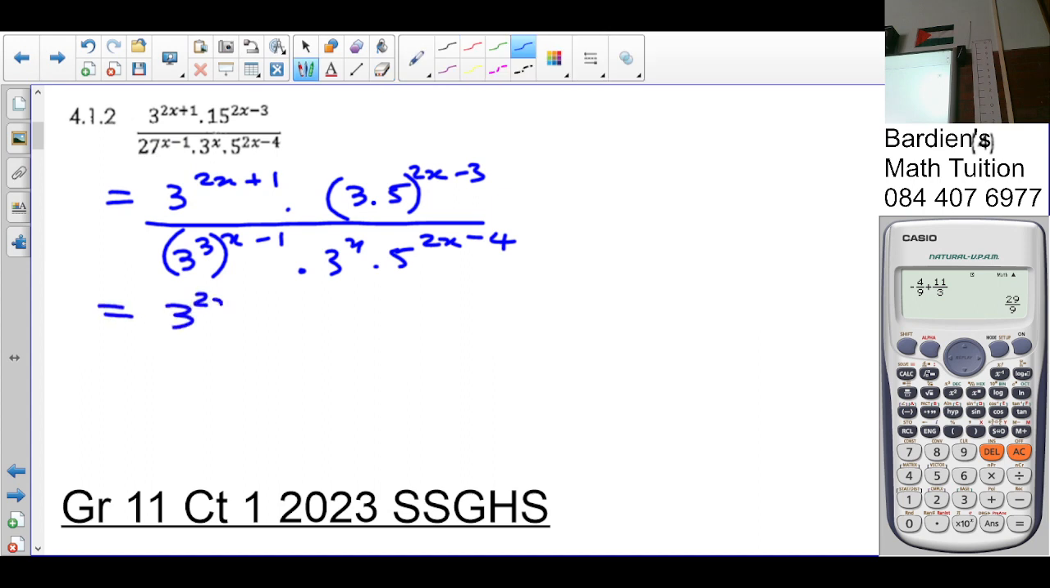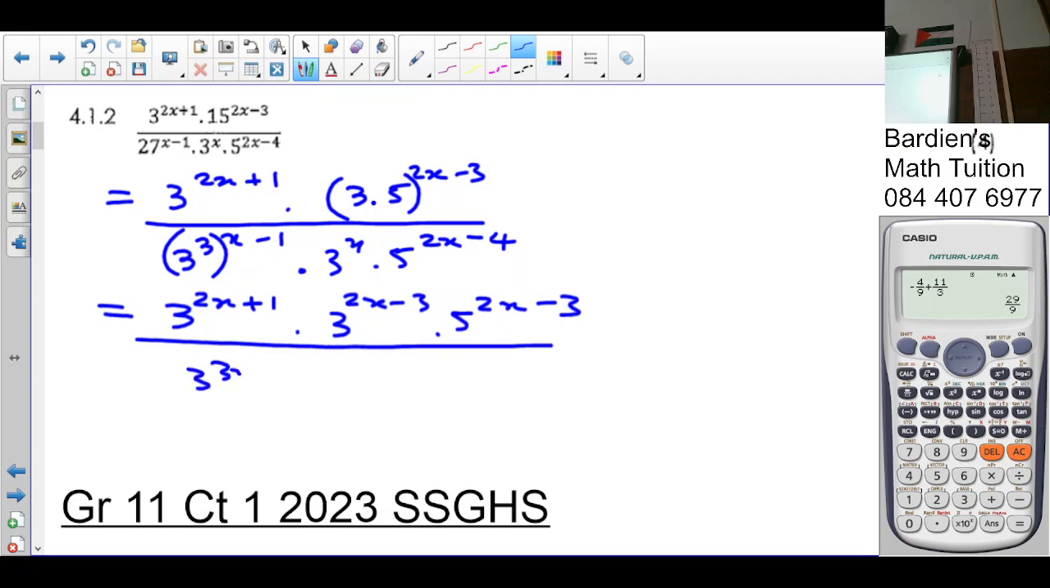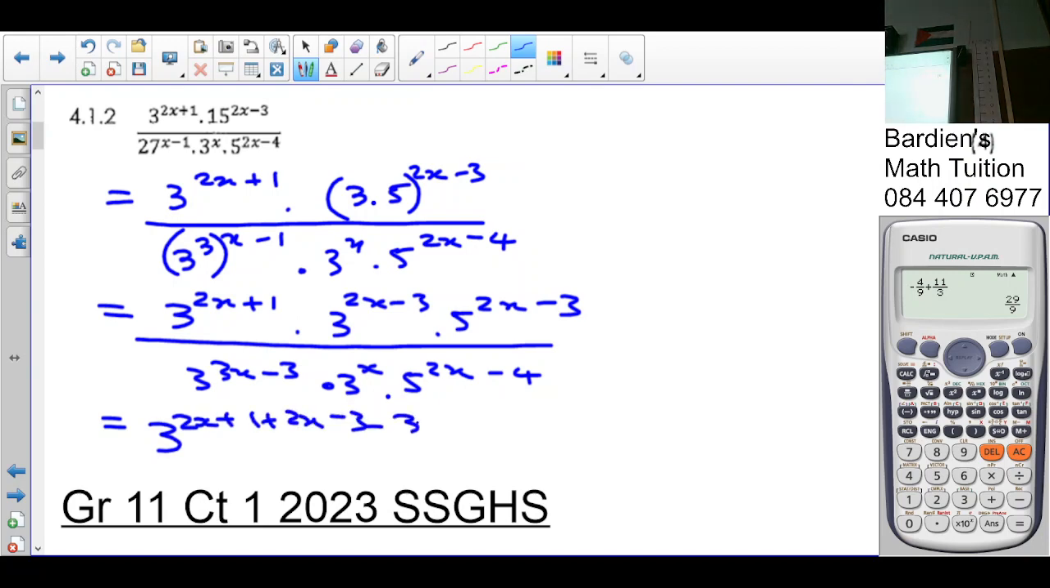So what we've got now is 3 to the 2x plus 1 times 3 to the 2x minus 3 times 5 to the 2x minus 3 over 3 to the 3x minus 3 times 3 to the x times 5 to the 2x minus 4. So when you're multiplying with the same base, you add the exponents, so it's going to be 2x plus 1 plus 2x minus 3, and when we divide, we subtract the exponents. So it's minus 3x plus 3 minus x. Remember the signs change, okay? Multiplied by 5 to the 2x minus 3 minus 2x plus 4.